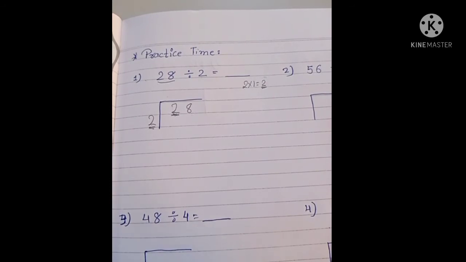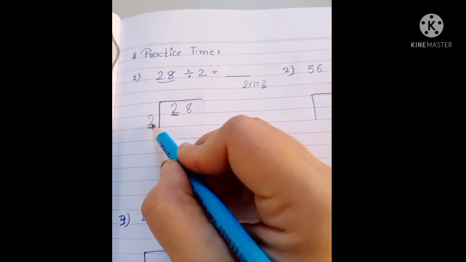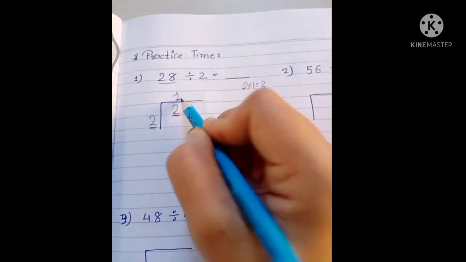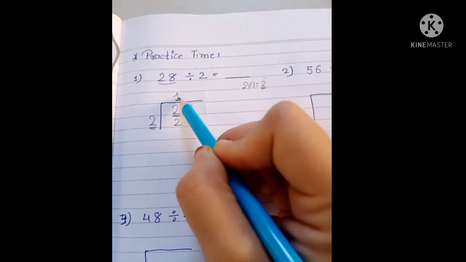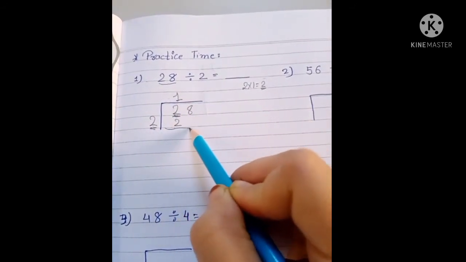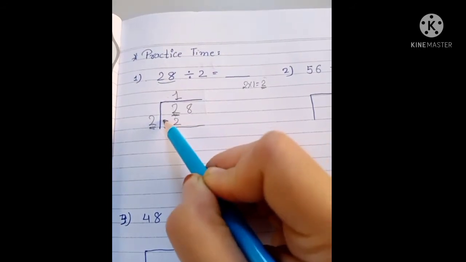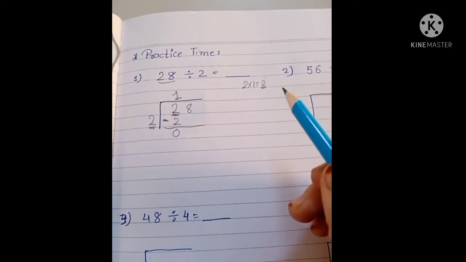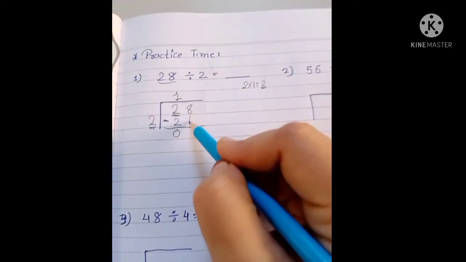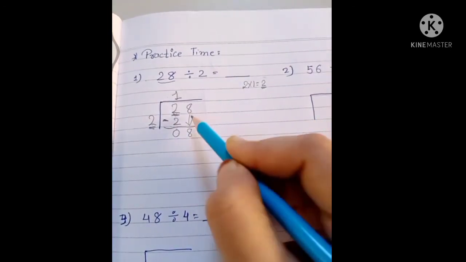Now students, be careful and look here carefully at what I have written. See, 2 ones are 2. How do I write it? See, 2 ones are 2, right? Then we have to do the subtraction. So 2 minus 2, 0. Now second step students, you have to put 8 down.